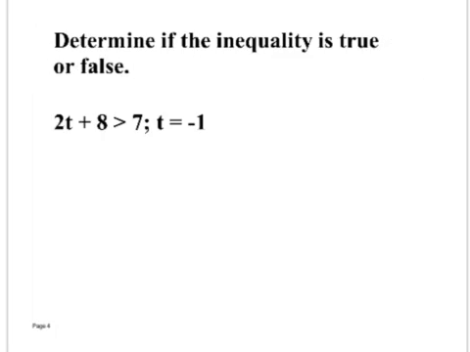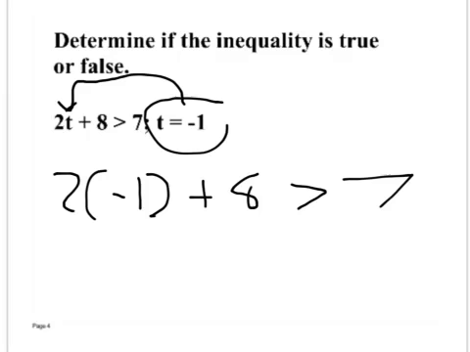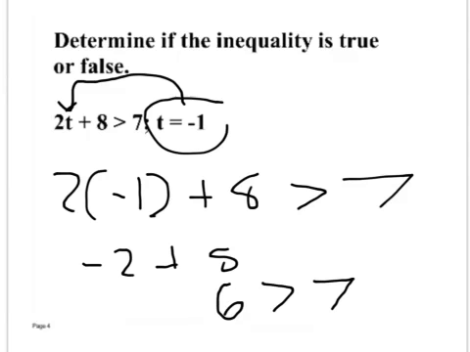Write this down. It gives you an inequality here. It even tells you what the variable is. T here is -1. All we do is we plug it in, see if this is true or false. So I plug -1 in for t. So I take 2 times -1 plus 8, and I see if it is greater than 7. Well, 2 times -1 is -2. -2 plus 8 is 6, positive 6. Is positive 6 greater than 7? No, so this is false.